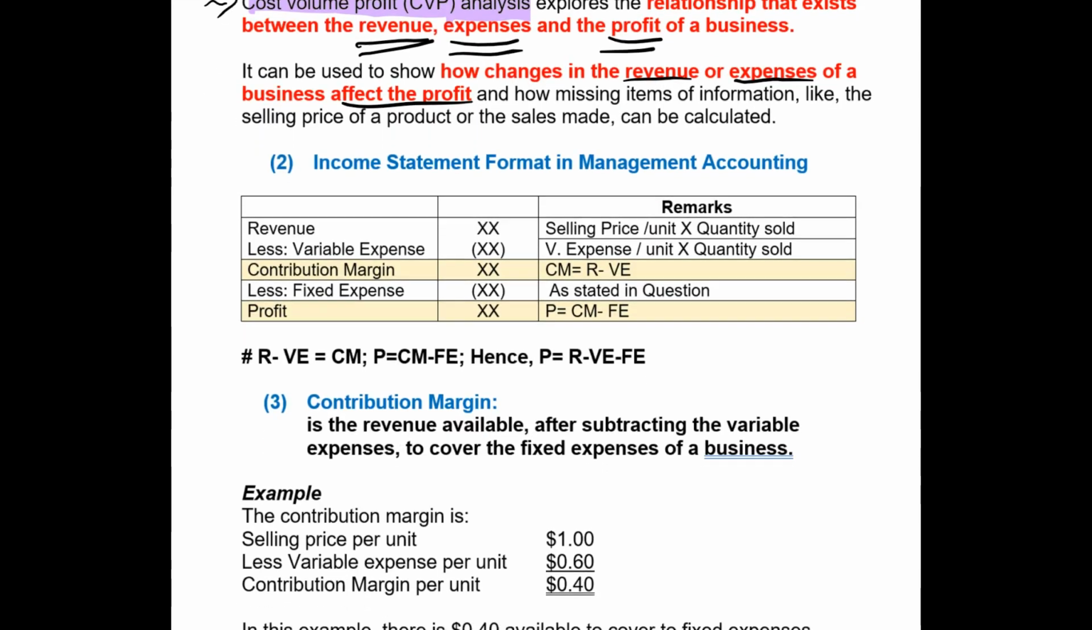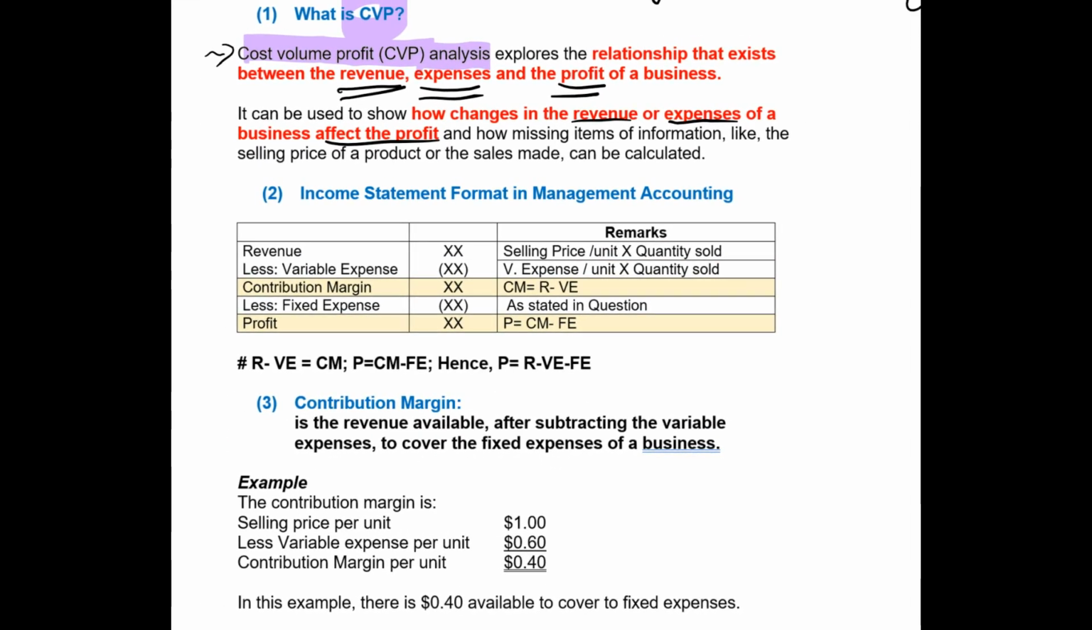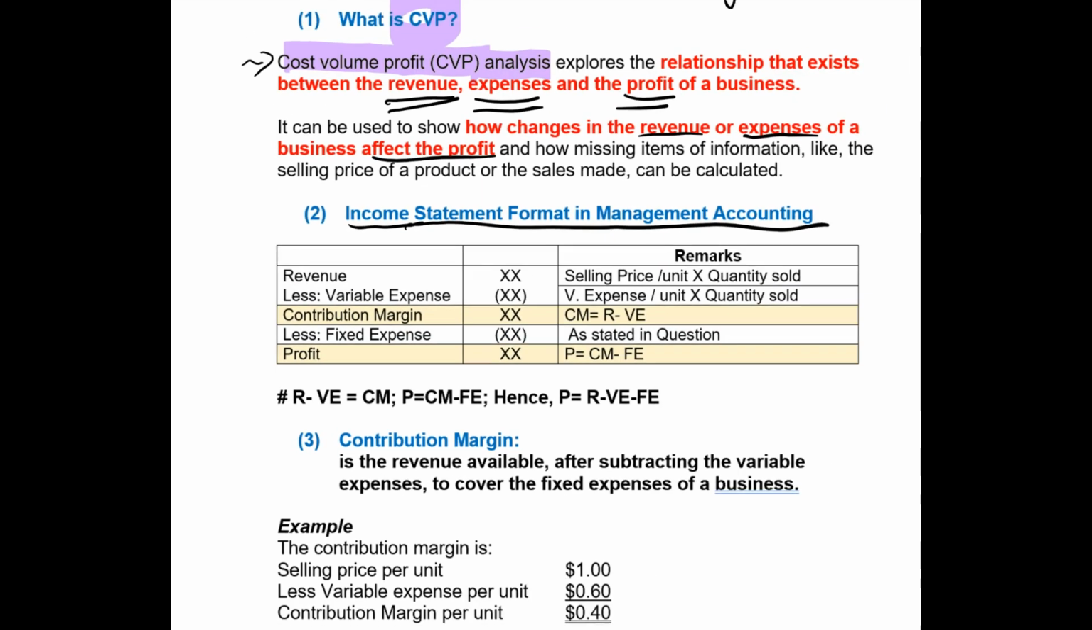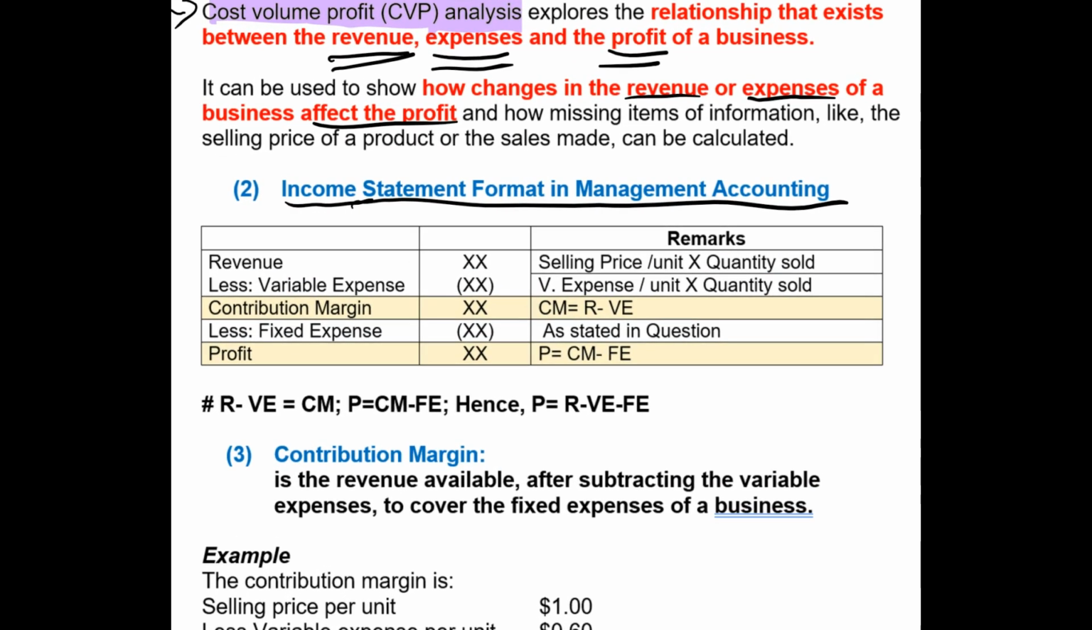When it comes to income statement format in management accounting, it is different from the income statement format in financial accounting. In management accounting, we will always start with revenue, and your revenue equals your selling price times your quantity sold. How much is your selling price per unit? And then you have to multiply it by the quantity that you have sold.